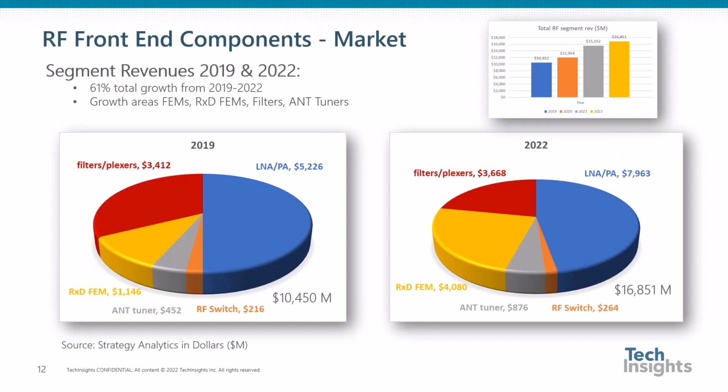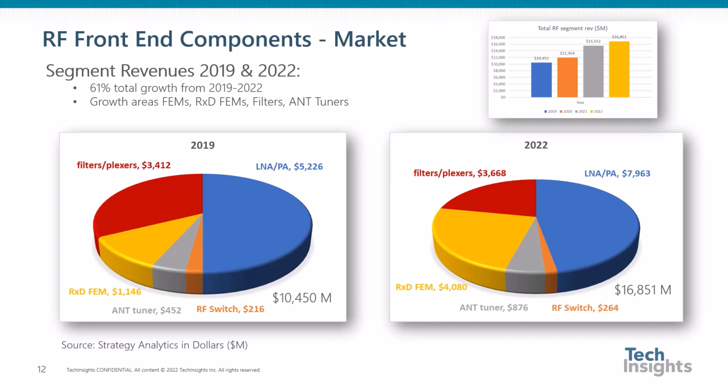Turning now to the segment revenues for RF components. These statistics were provided by Strategy Analytics, which was recently acquired by Tech Insights. The small bar chart on the top right corner shows that the RF sector has experienced steady growth from 2019 to 2021, with total revenue increasing from $10.45 billion in 2019 to $11.95 billion in 2020 to $15.52 billion in 2021. This growth will continue, with predicted numbers for 2022 being $16.85 billion.